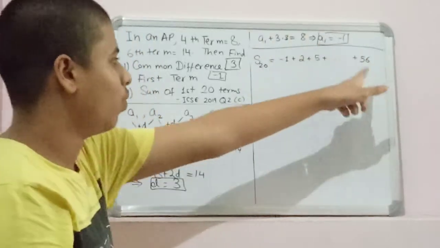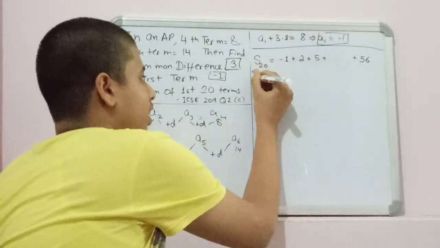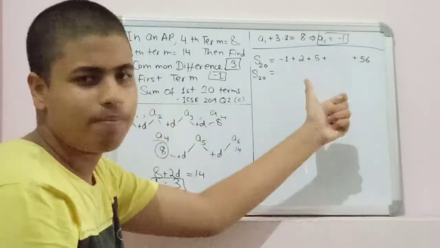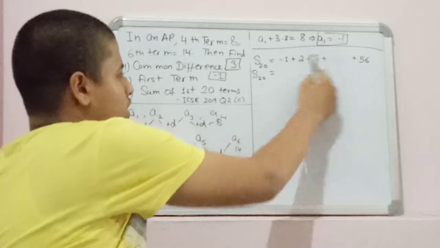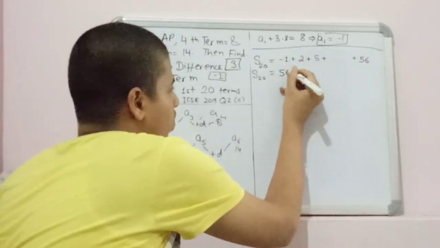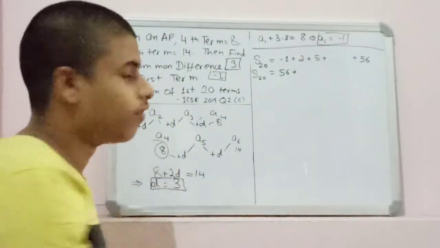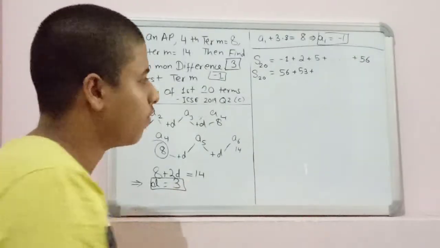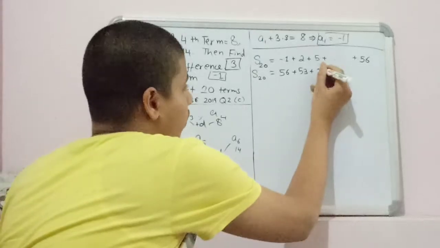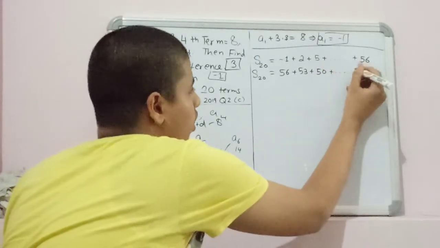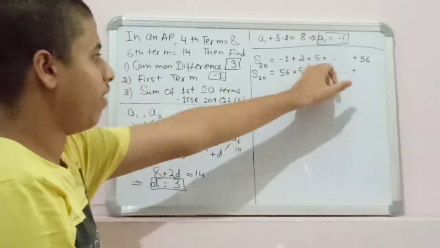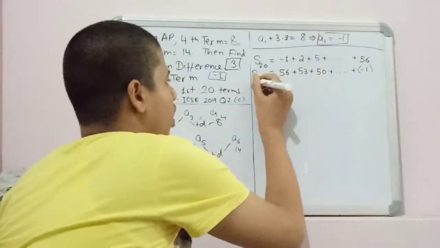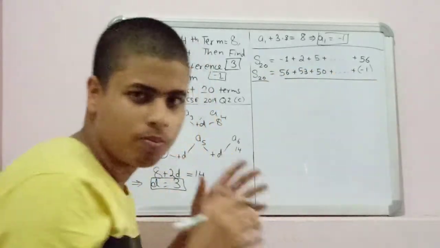Okay, so what I'm going to do is take this S20, our variable which we want to find, and I'm going to flip it. Okay, so this 56 is going to stick around here. Then the next term would be 3 less than 56, that's 53. The next term is going to be 3 less than 53, that's 50, and so on till the last term. We have just flipped it, so the first term becomes the last term. It's negative 1.